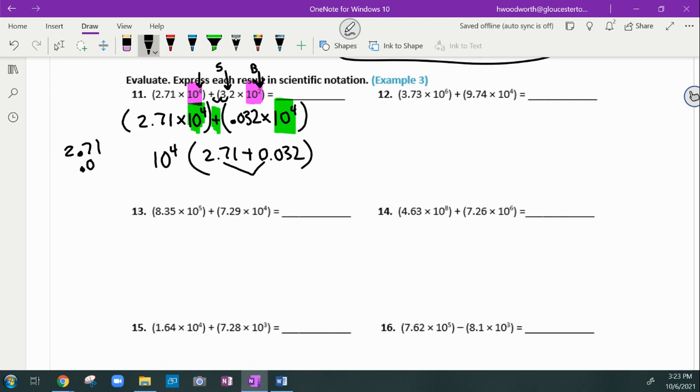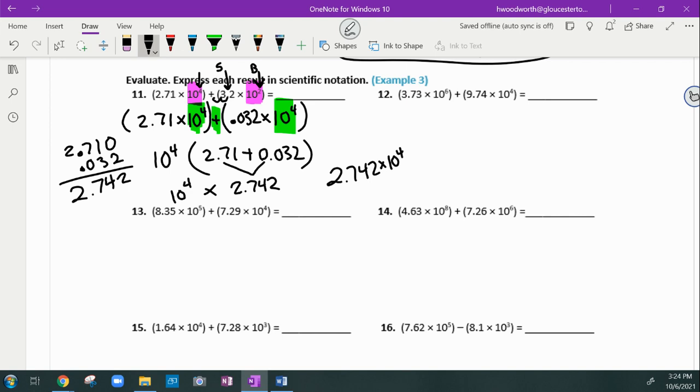I have to line up my decimals when I add, so 2.71 plus 0.032, with a 0 in there, and I get 2.742 times 10 to the 4th, but I'm just going to flip it around. It'll be 2.742 times 10 to the 4th. And that is my answer for that first one.